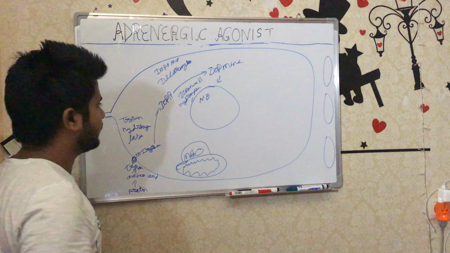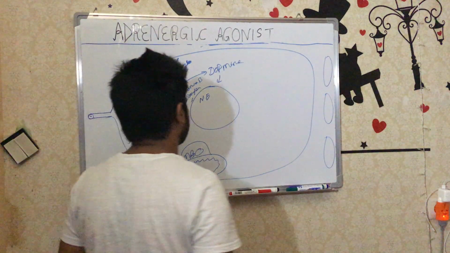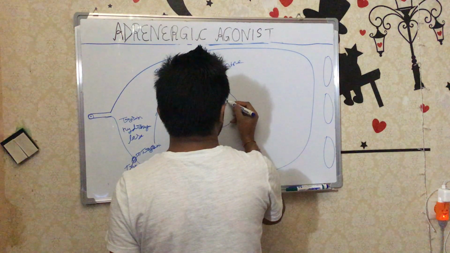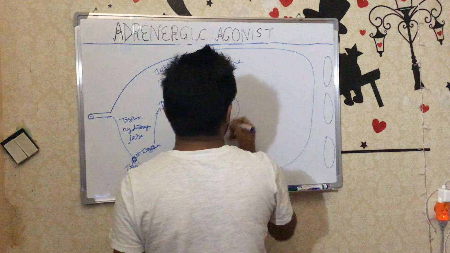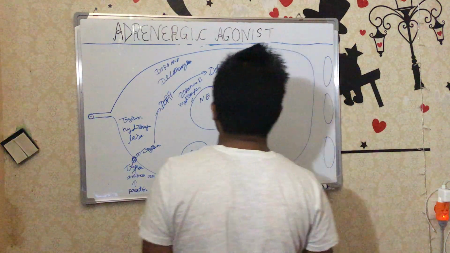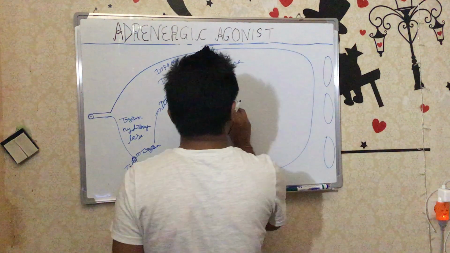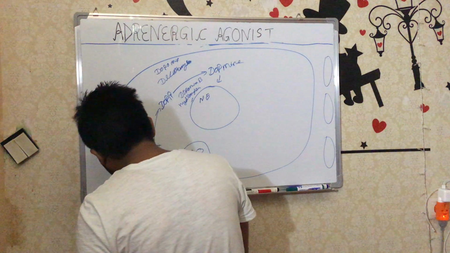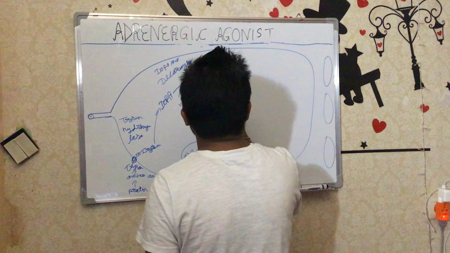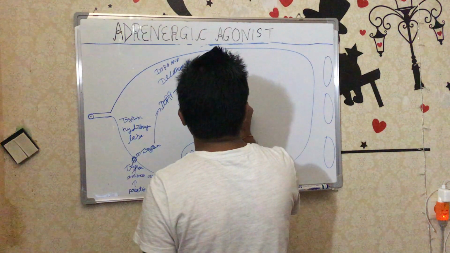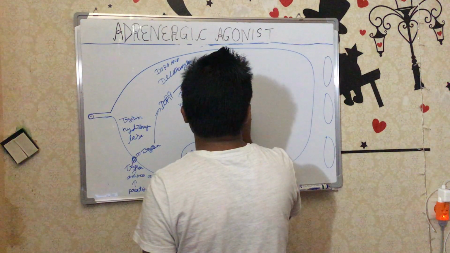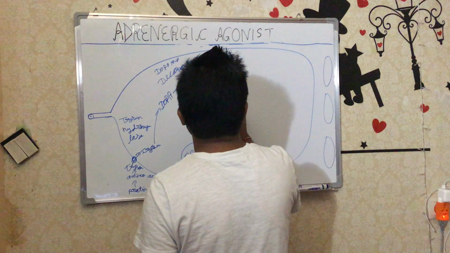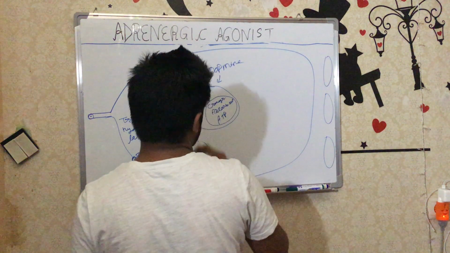And then norepinephrine, here is a protein called chromogranin. Sorry, chromogranin, not graphene. This is chromogranin, and ascorbic acid and some ATP. So it is bound by this protein and it is concentrated.